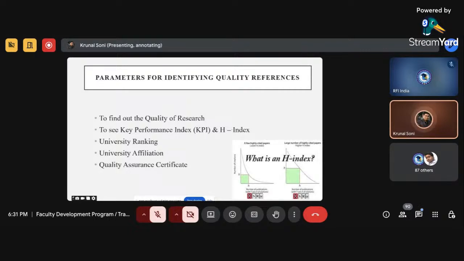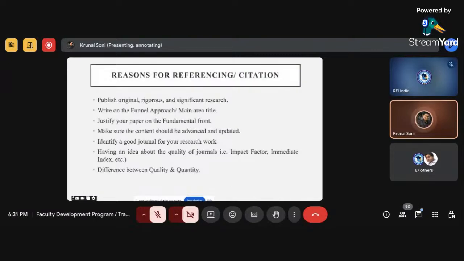Even if you are referring to university papers, let's say IIM Ahmedabad papers, the name itself is enough to justify the quality of the work, right? So university ranking, affiliation, name of the institute, and quality assurance certificates issued to an institute are all parameters that help us find quality references, and the same we can portray in our research work, but at the same time we have to evaluate those things properly.